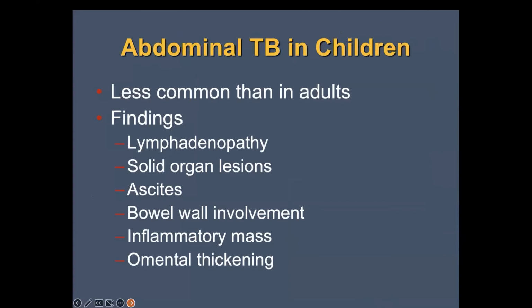Abdominal TB is less common in children than adults, but we do see it occasionally. You can have lymphadenopathy, once again, is one of the important findings, but you can have lesions within the solid organs, particularly the liver and the spleen. You may get ascites. You can even get inflammatory masses within the bowel wall or within the omentum in rare cases.